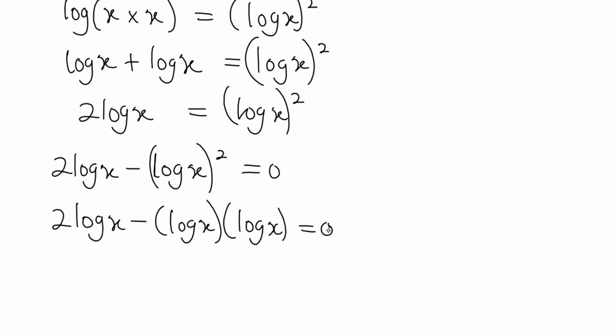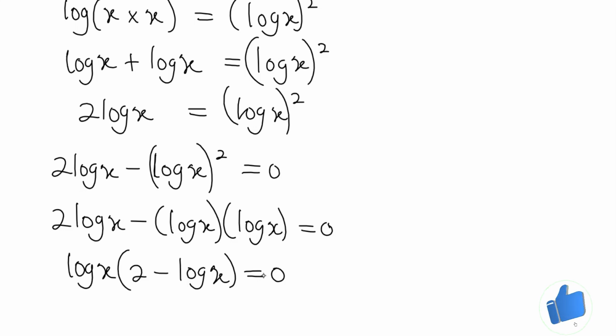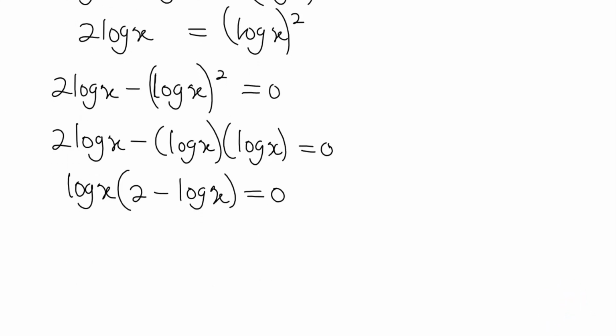Looking at the left hand side, we can see that there is log x, log x, log x running through, of which we can factorize log x out. That gives us log x into bracket 2 minus log x, now equal to 0. So this is how we can factorize. Now we can take it term by term.